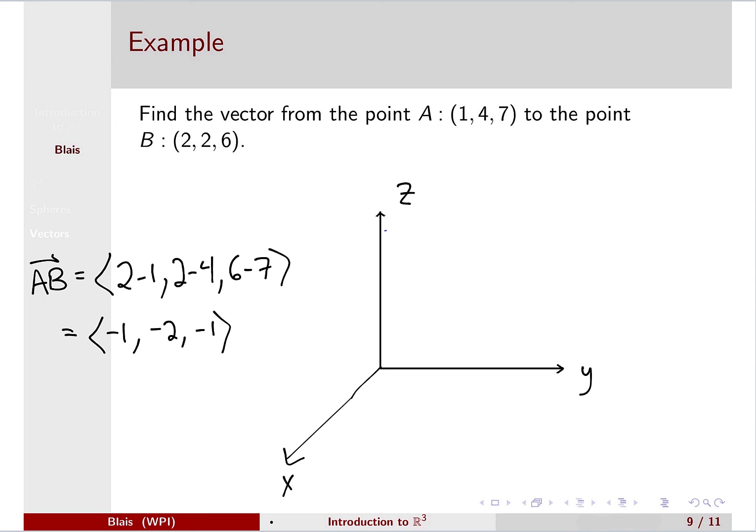And we can see this depicted. The point A has coordinates 1, 4, 7, and the point B has coordinates 2, 2, 6. And so this vector AB is the vector going from A to B. And so this is the vector that we have just constructed in this example.